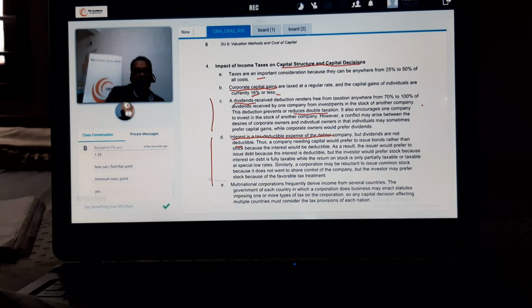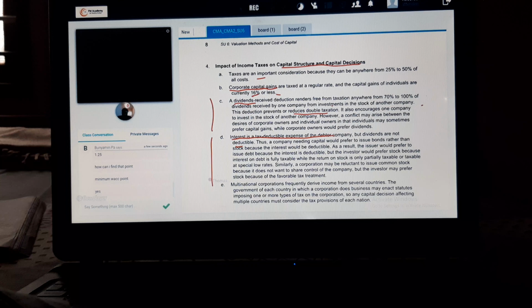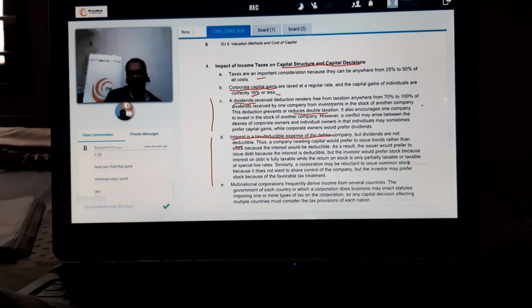You can read. I explained it. The corporation may be reluctant to issue common stock. They have a preference for debt. And again, if you issue common shares, what will happen? The control will be getting diluted. But the investor may be preferring a stock because of the favorable tax treatment in their hands.